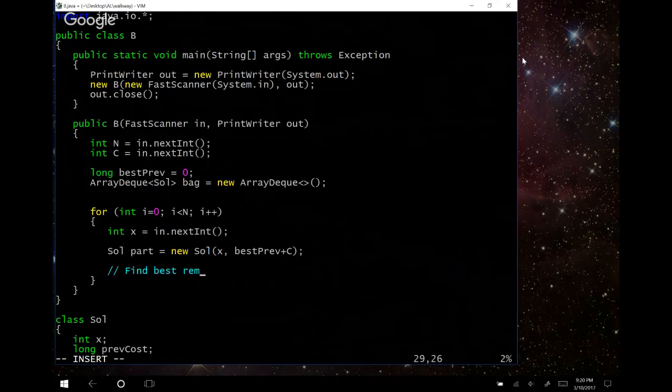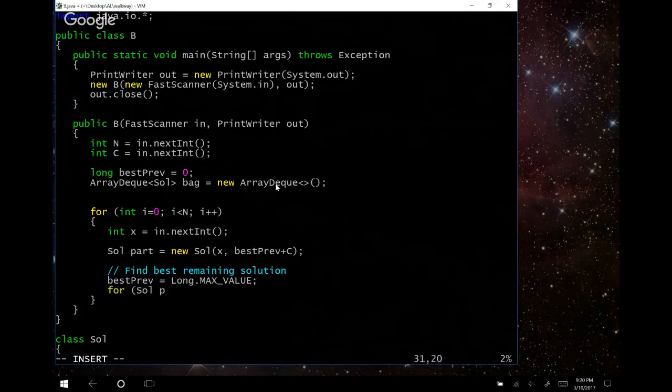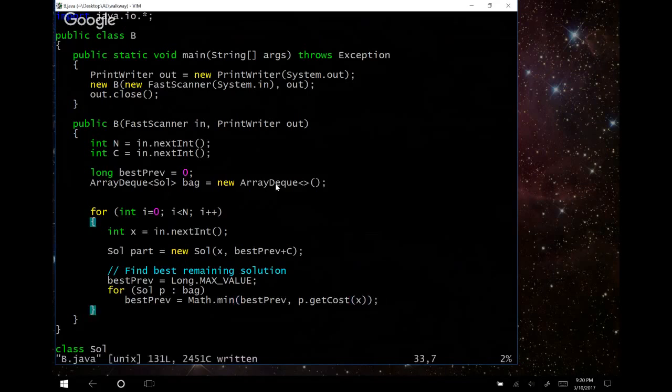And so then I want to find the best solution. I need to update that. So I have this long that's the best solution covering the last point I did. I need to update that for everything behind me. So I don't want to keep around the best being zero all the time. That's not going to work. So I'm just going to assume it's some outrageously large value. If you're in Java, Long.MAX_VALUE, pretty useful here. And I'll just go through every possible partial solution in my bag and update that. Keeping the best previous, and that's my solution. That's all I have to do.